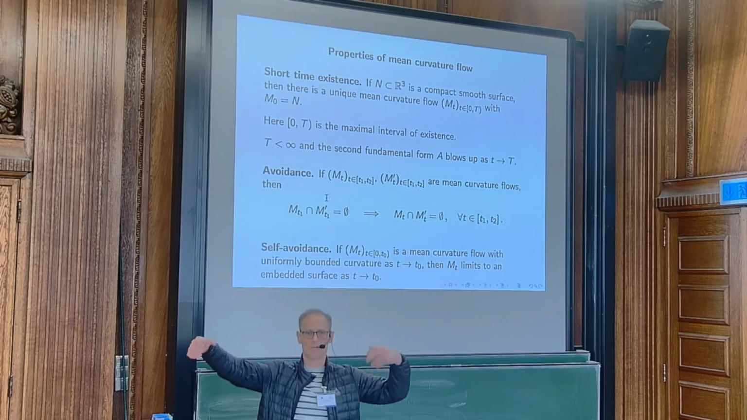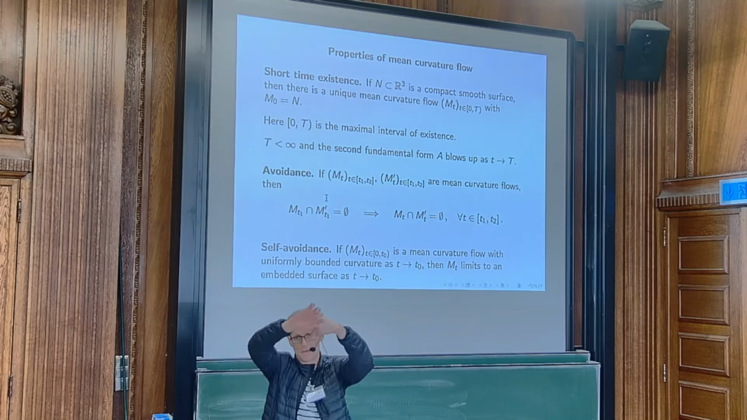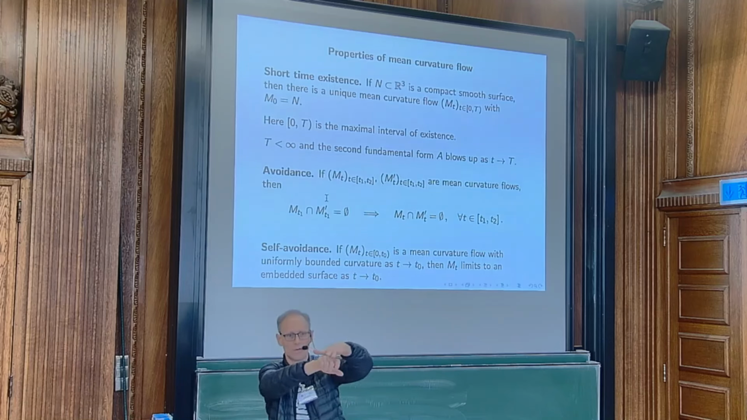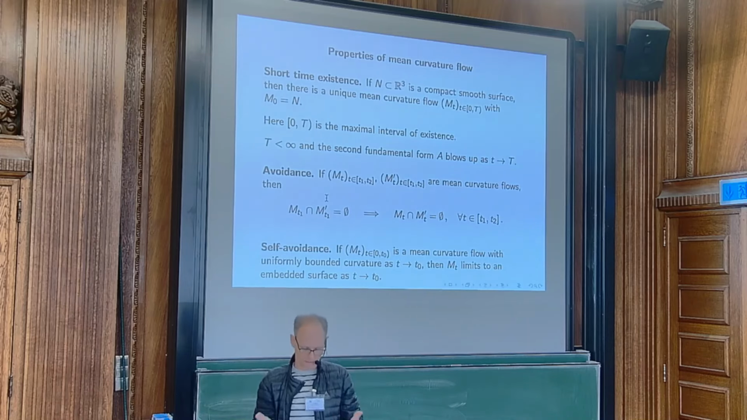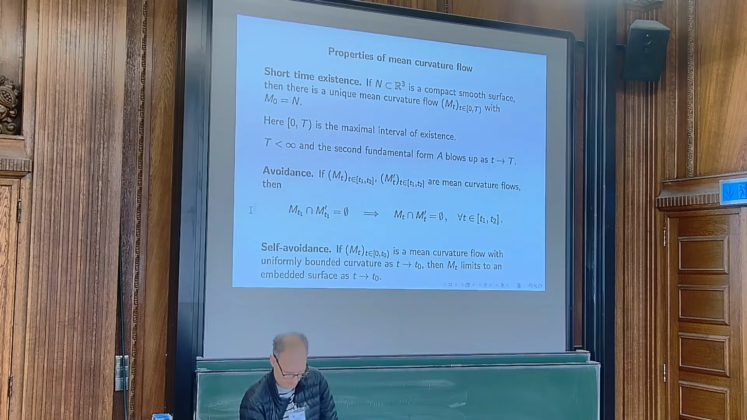If this were not true, if they're initially disjoint, they would have a moment where they first intersect. If you look at an intersection point, modulo translation and rotation, you can assume they intersect at the origin with horizontal tangent planes, and locally in time you see the surfaces are graphs of two functions, and one function is greater than or equal to the other. If you write that down, the fact that this is a parabolic PDE would contradict the maximum principle. So this fact is a consequence of the maximum principle.